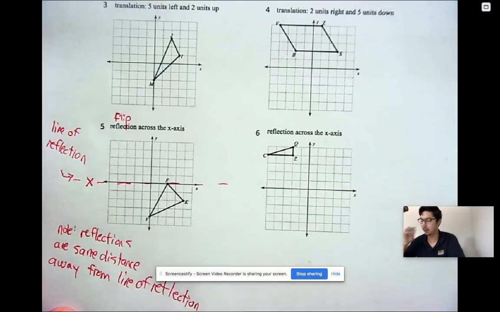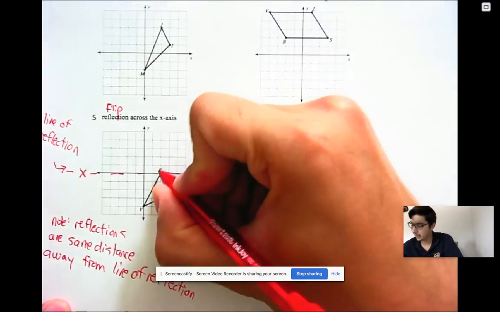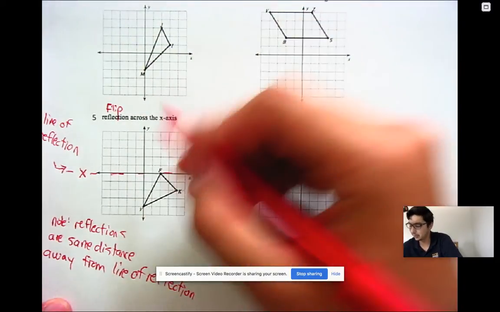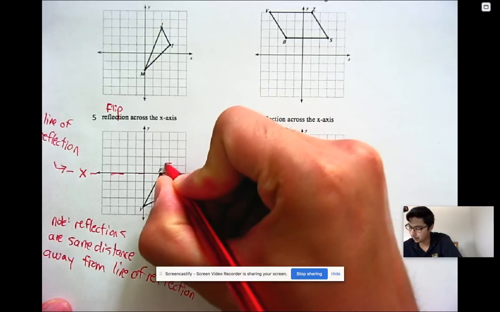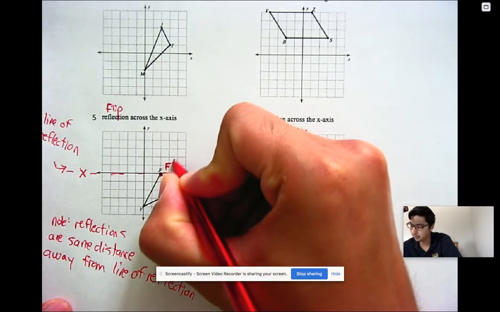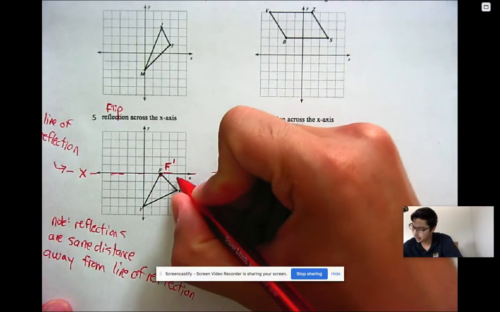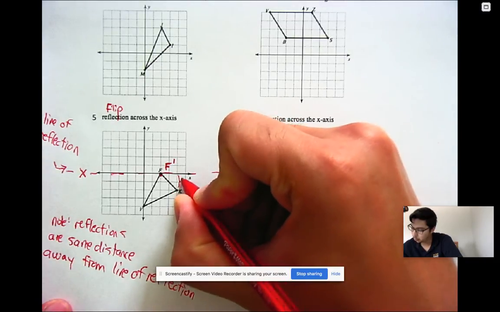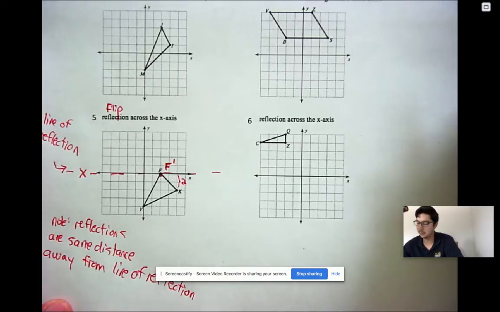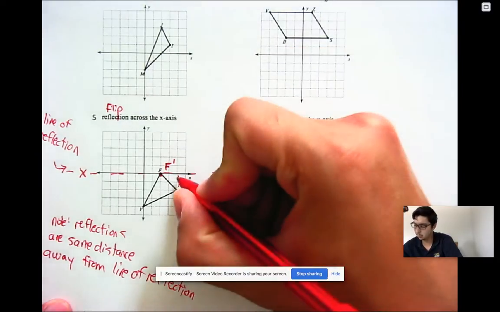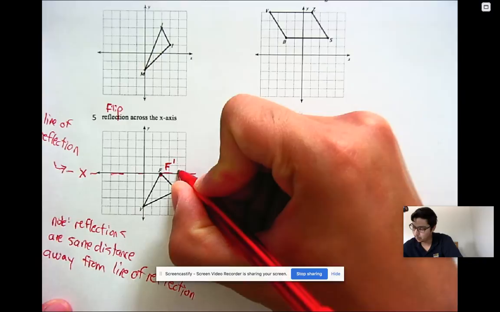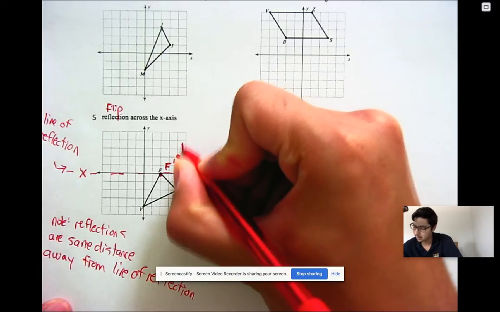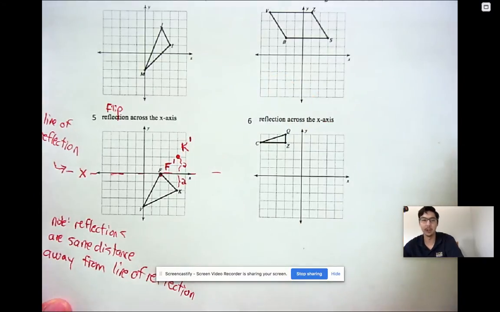So if I look at this one here, well, F is on the line. So where's F going to go? Well, since it's on the line, it's going to stay on the line. So this is F, but again, we don't call it F. We would say F prime, the new point. Now K is a distance of 2 away from the line of reflection. So if it's a true reflection, if it's 2 away on this side, it's going to be 2 away on this side. So then K prime is now at that point where it's 2 away.